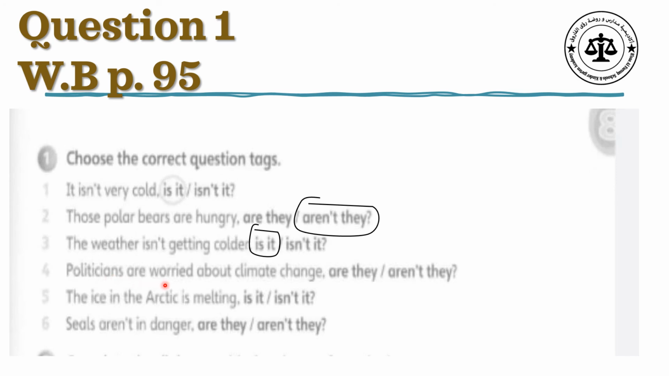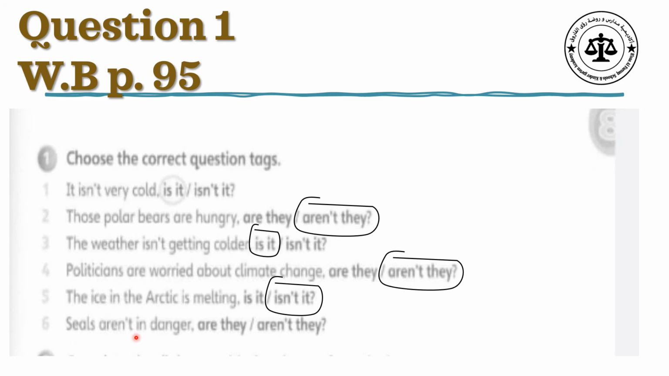Politicians are worried about climate change. It's in positive form. Excellent. So the question tag should be are they or aren't they? And هون positive, so here should be negative اللي هي aren't they. Number 5, the ice in the Arctic is melting. Positive. So the question tag should be is it or isn't it? Bravo, it should be isn't it.